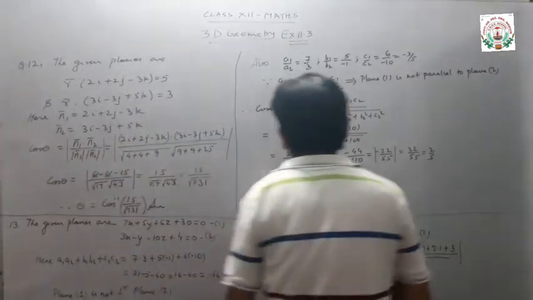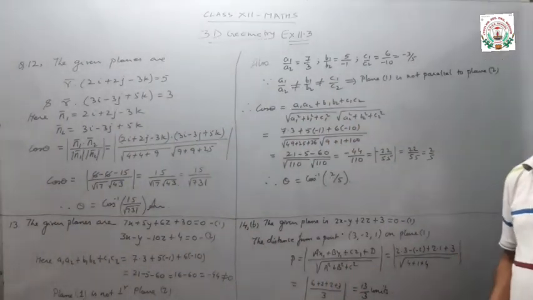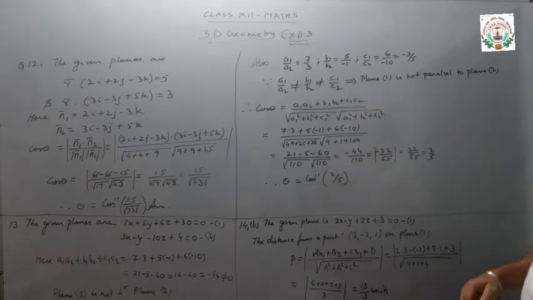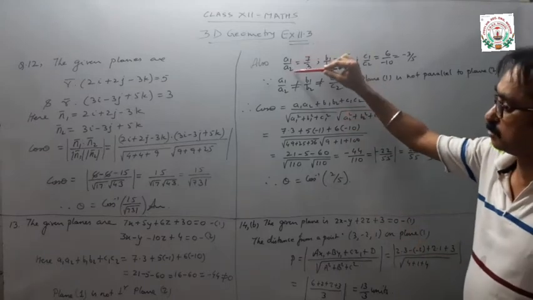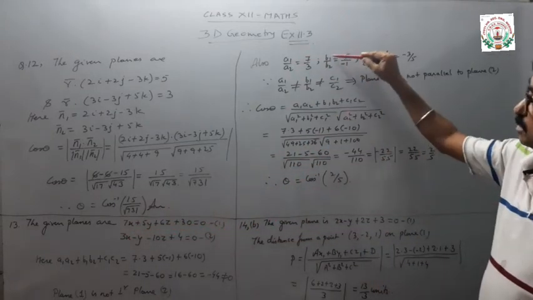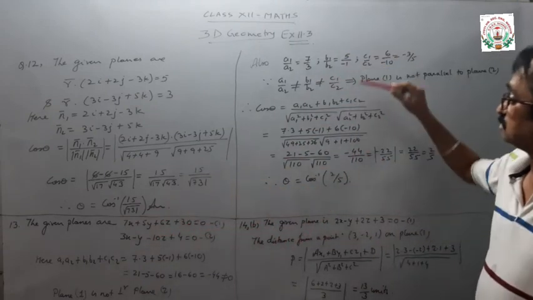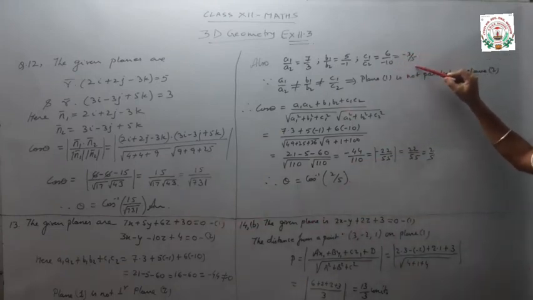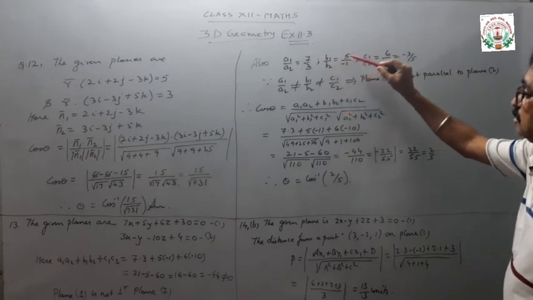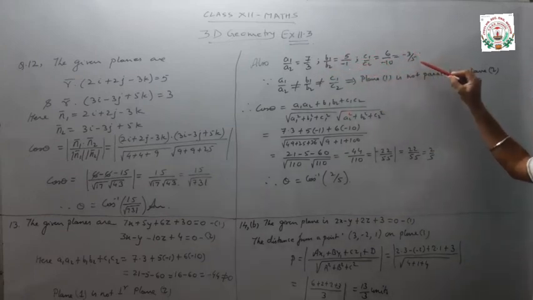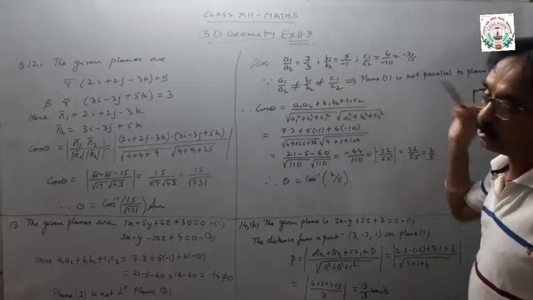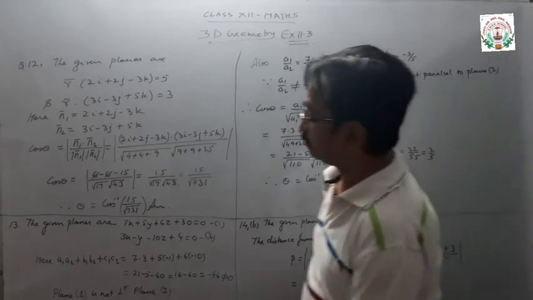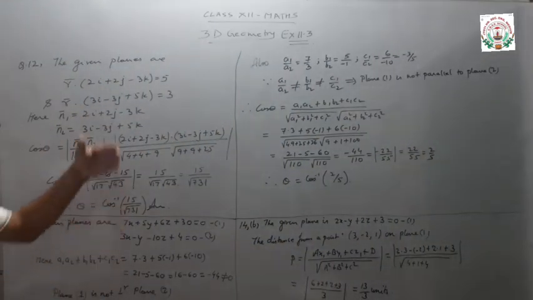And now we check for the condition of parallelism of the planes. The condition for parallelism is a1 by a2 must be equal to b1 by b2 equal to c1 by c2. So we are first checking a1 by a2, that is 7 upon 3, b1 by b2 is 5 upon minus 1, c1 by c2 is 6 upon minus 10, which in standard form is minus 3 by 5. As we can see, 7 by 3 is not equal to 5 by minus 1, is not equal to minus 3 by 5. So all these three ratios are not equal to each other, hence plane 1 is not parallel to plane 2. So both the given planes are neither perpendicular nor parallel.